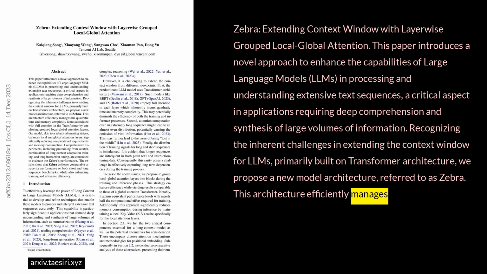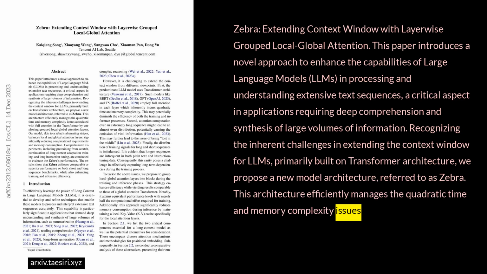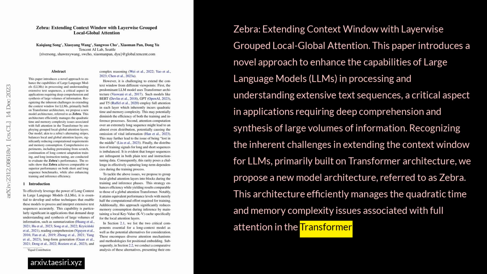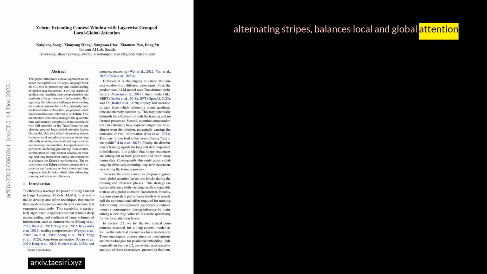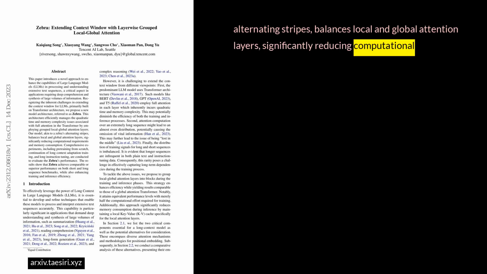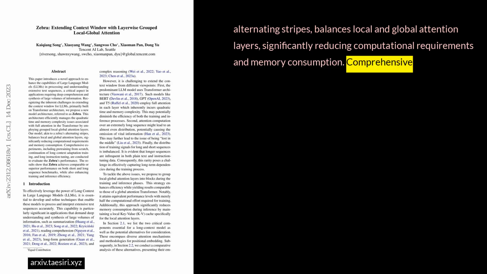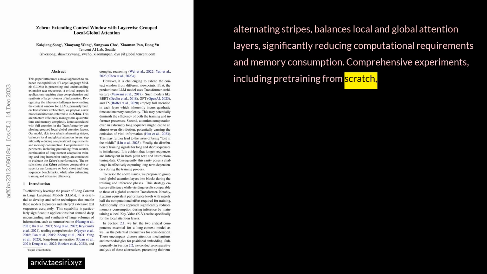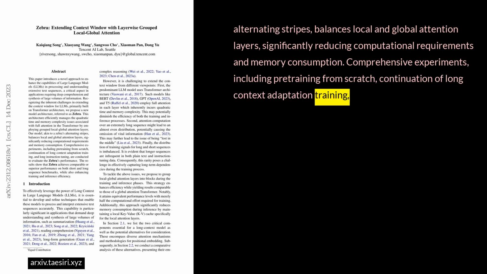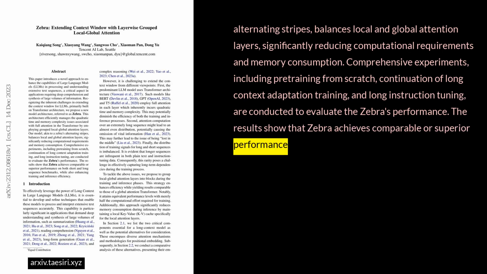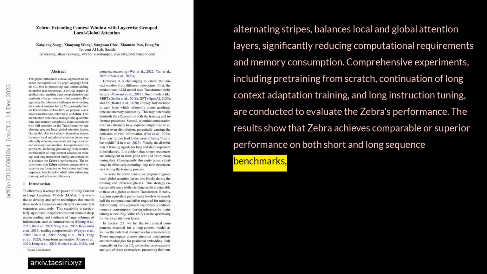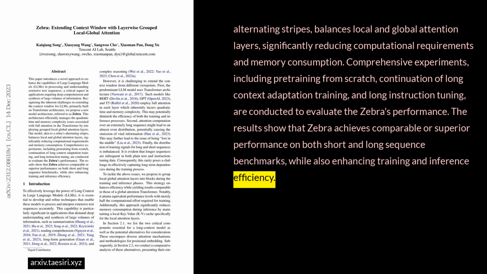This architecture efficiently manages the quadratic time and memory complexity issues associated with full attention in the transformer by employing grouped local-global attention layers. Our model, akin to a zebra's alternating stripes, balances local and global attention layers, significantly reducing computational requirements and memory consumption. Comprehensive experiments, including pre-training from scratch, continuation of long context adaptation training, and long instruction tuning, are conducted to evaluate Zebra's performance. The results show that Zebra achieves comparable or superior performance on both short and long sequence benchmarks, while also enhancing training and inference efficiency.